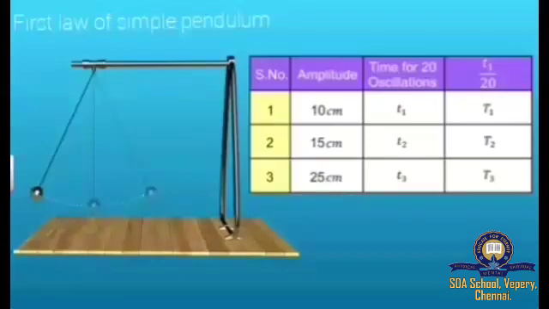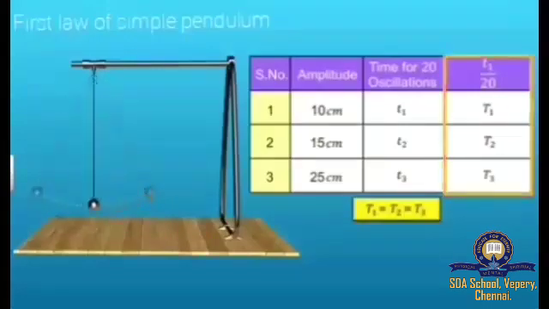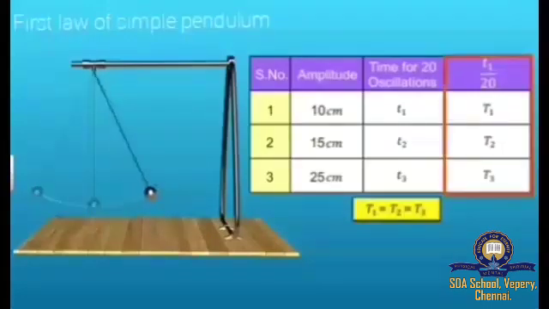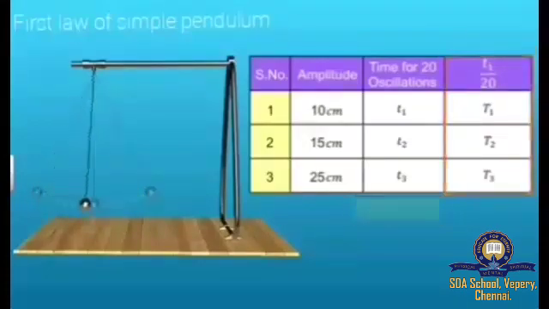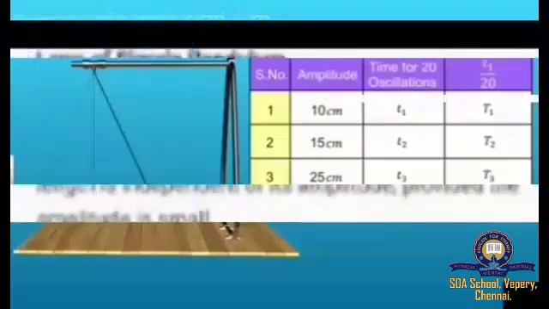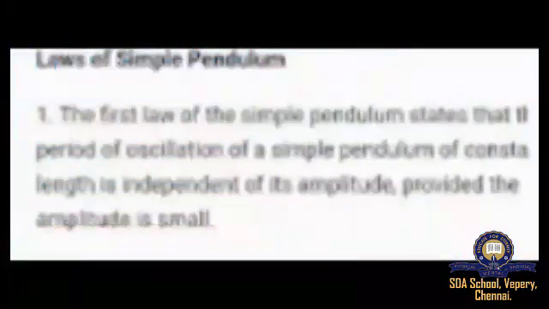You will observe that the time period of the oscillation remains the same for different amplitudes. Thus, the period of oscillation is independent of the amplitude, provided the amplitude is small. This verifies the first law. From the first law, it is clearly understood that the time period does not depend upon the amplitude.